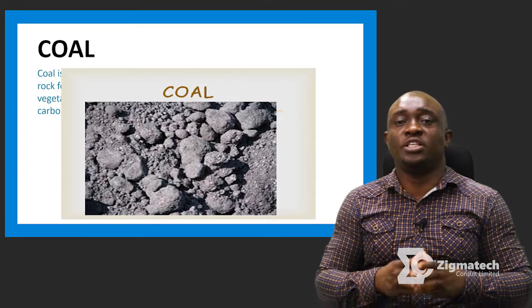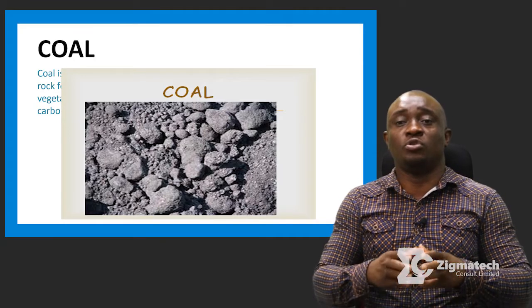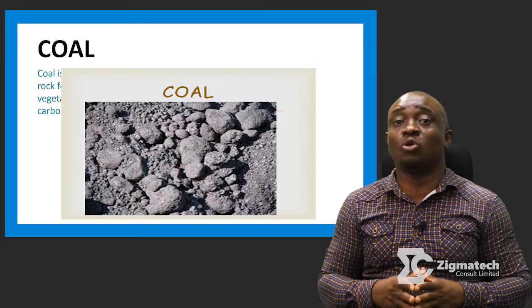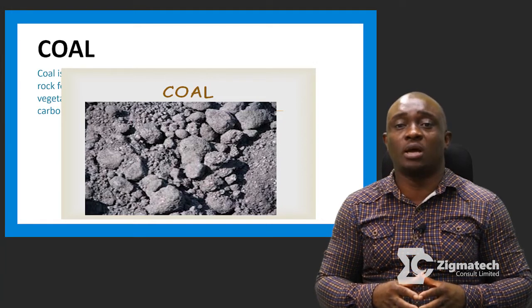So coal is different from other ones, and we have destructive distillation of coal to give you other products. So this one is an exceptional product from other ones that are not true allotropes of carbon, but they are still amorphous carbon.